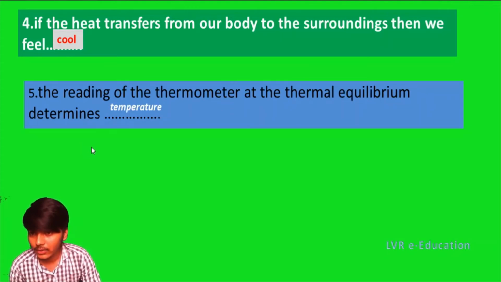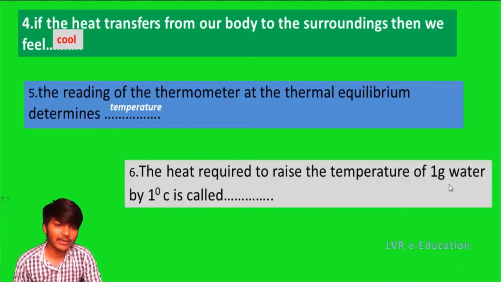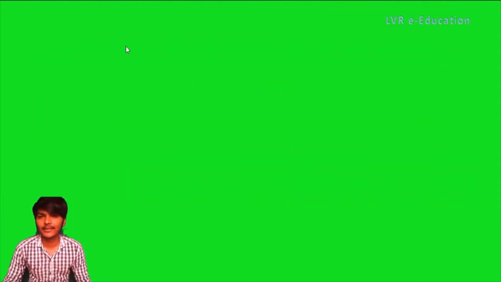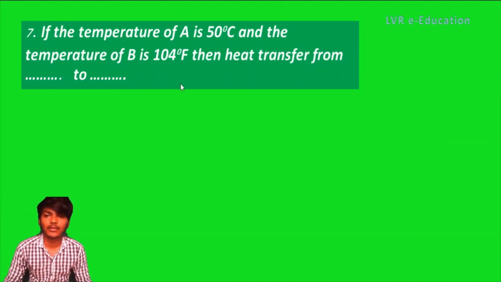So here is the sixth question. The heat required to raise the temperature of 1 gram of water by 1 degree centigrade is called calorie, right? So here is the seventh question on the screen. If the temperature of A is 50 degrees centigrade and the temperature of B is 104 degrees Fahrenheit, then heat transfers from dash to dash.